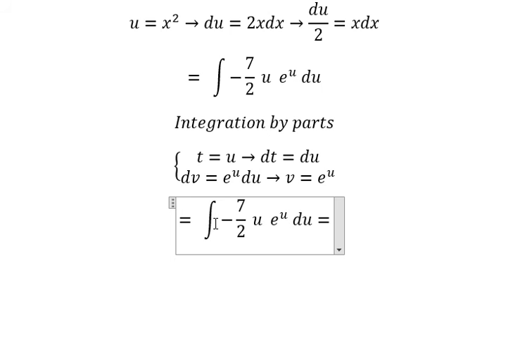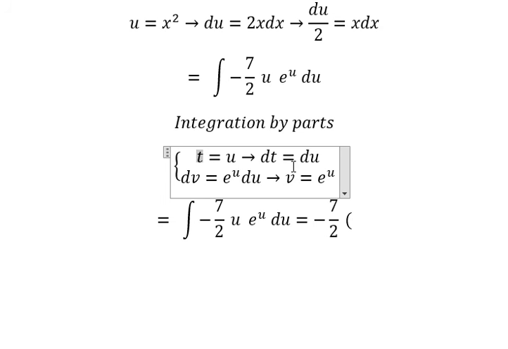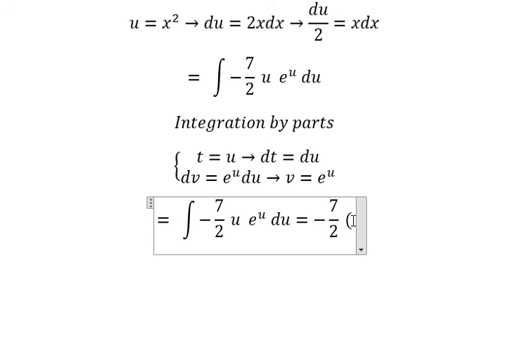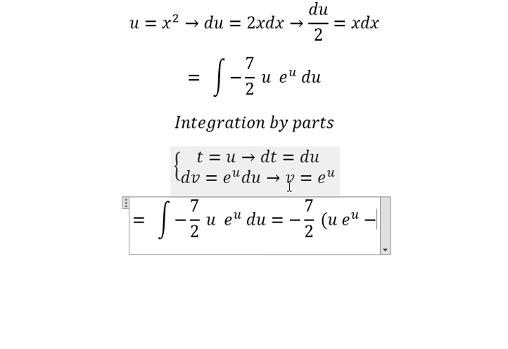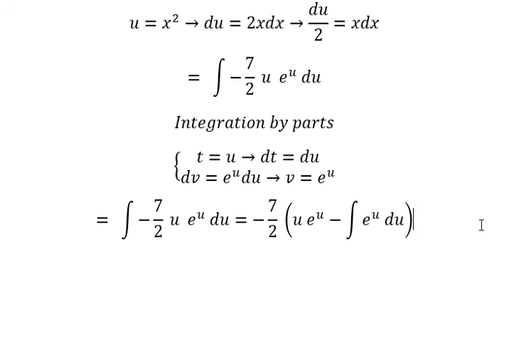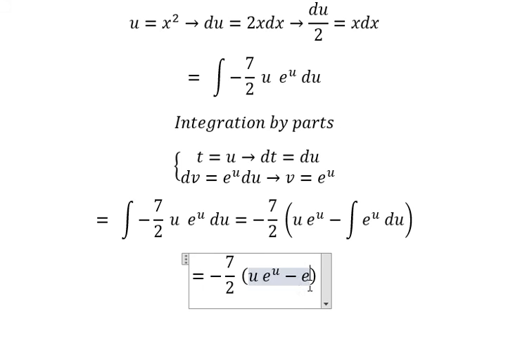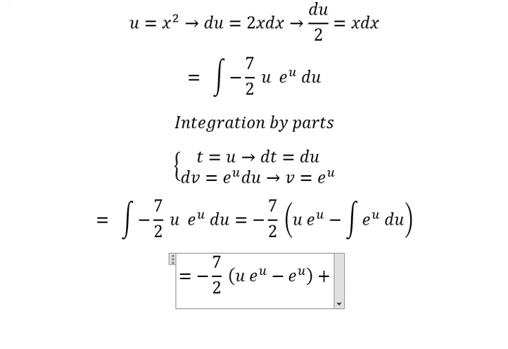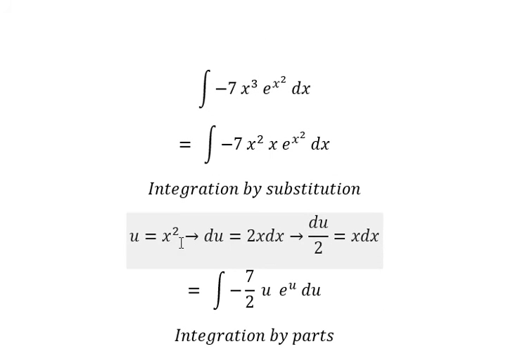Because we still have negative 7 over 2, we will keep this one. So we have t multiplied by v. So we have u e to the power of u minus dt multiplied by v. So we have the integration of e to the power of u du. The integration of this one we have e to the power of u, and then we put c. About u, that is s squared.